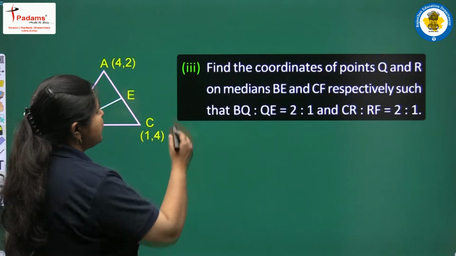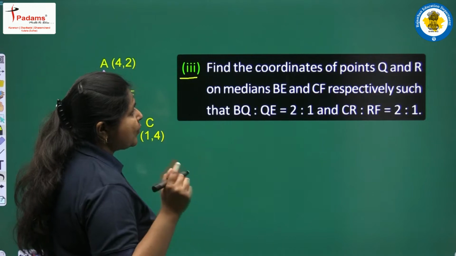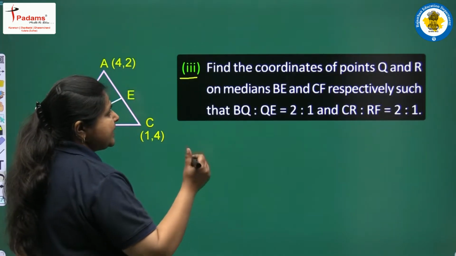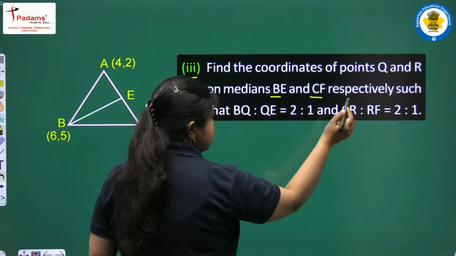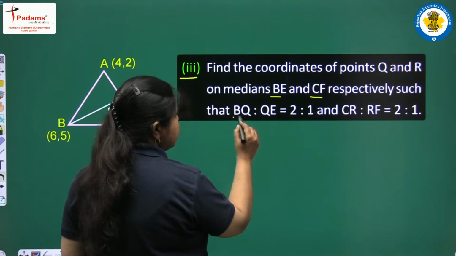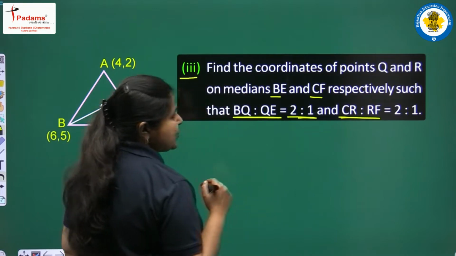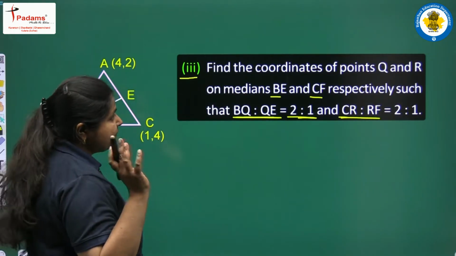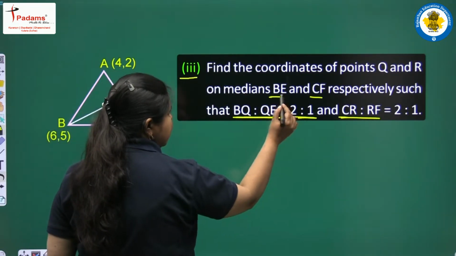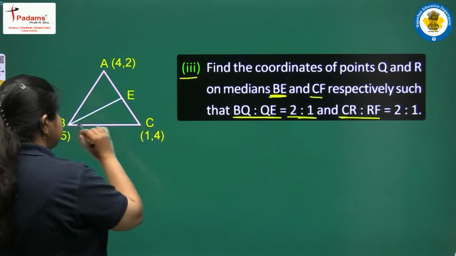Then we have one more part. Find the coordinates of points Q and R on medians BE and CF respectively such that BQ is to QE is 2:1 and CR is to RF is 2:1. Again, अब यहाँ पर फिर से हमें दो मीडियन और लेने हैं. एक है BE, तो इस केस में पहले हम ले रहे हैं BE.